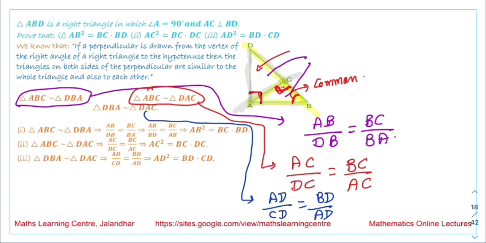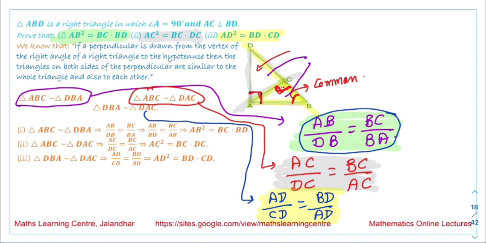So from all these three conditions, from the first one, we will get AB square. This is the first thing that we have to prove, that is AB square is equal to BC into BD. From the second one, we are getting AC square is equal to BC into DC. And from the third one, we are getting AD square is equal to BD into CD. So these are the three results that we have to prove. This result corresponds to the first result that we have to prove.